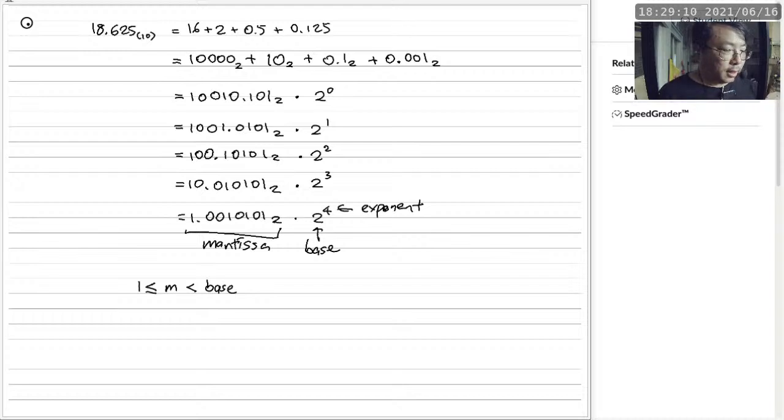So even though the mantissa has a very short range of values that it can represent, by adjusting the exponent, we can scale that mantissa to represent values of a huge range. So that is the whole idea of base 2 scientific notation. So are we good with this concept? Are we good with this specific example of how we converted 18.625 in base 10 into a binary scientific notation?